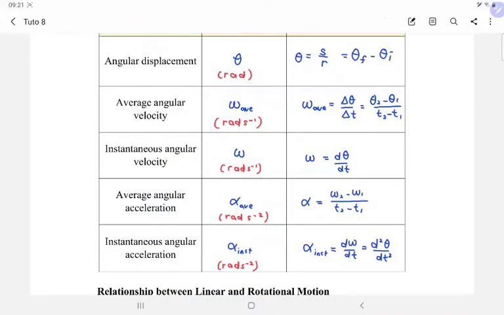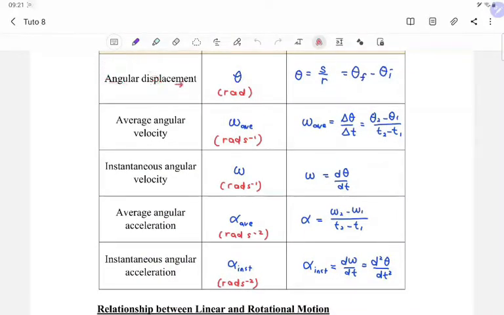Okay, so the symbol for angular displacement, theta, the unit is radian. Average angular velocity, omega average, radian per second. Instantaneous angular velocity, omega, radian per second. Average angular acceleration, alpha average, radian per second squared. Instantaneous angular acceleration, alpha instantaneous, radian per second squared.